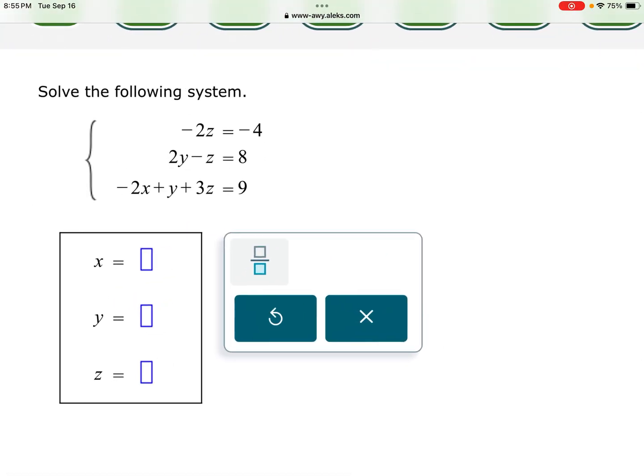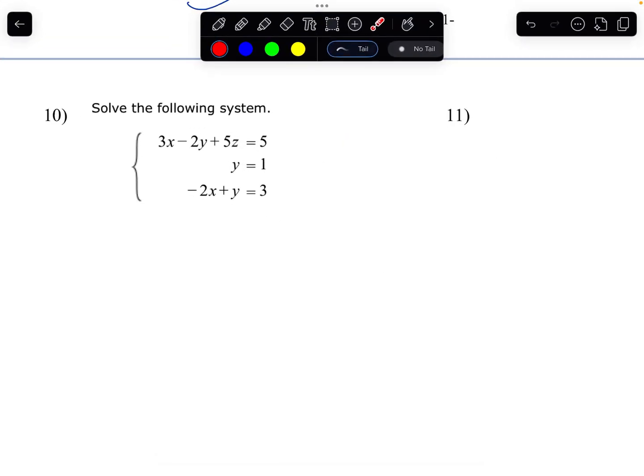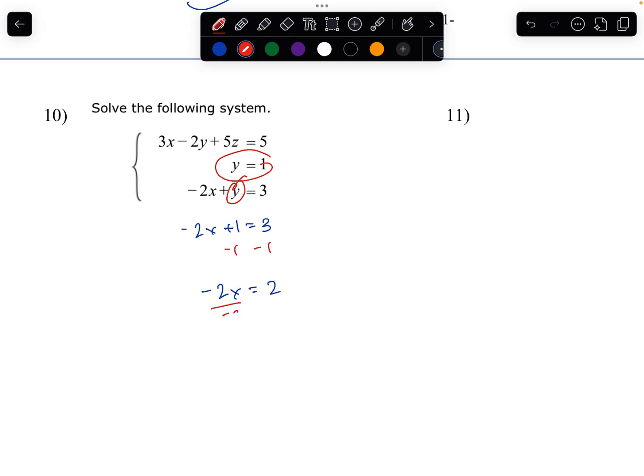Notice the top equation is -2z is equal to -4. I can easily divide that top equation and find that z is going to be equal to 2. And that's what I would start with. This one's just really easy. Y is equal to 1. I'll plug this in here, but I can't use this equation yet because I don't know what z or x is. But I can also plug the 1 in right here, which is useful because then I can solve for x. So if I plug that in right here, I'll get -2x plus 1 is equal to 3. Subtract 1, subtract 1. -2x is equal to 2. Divide by -2, and I'll get x is equal to -1.